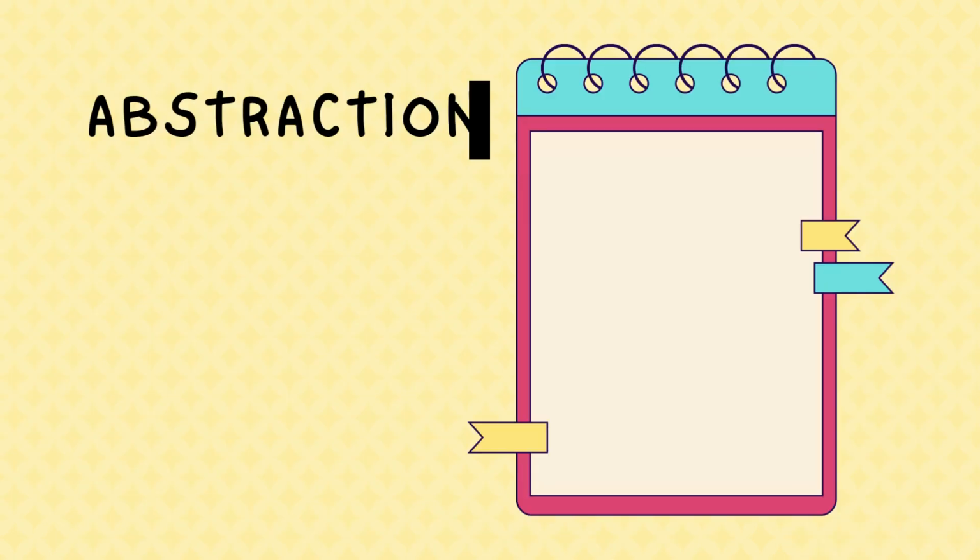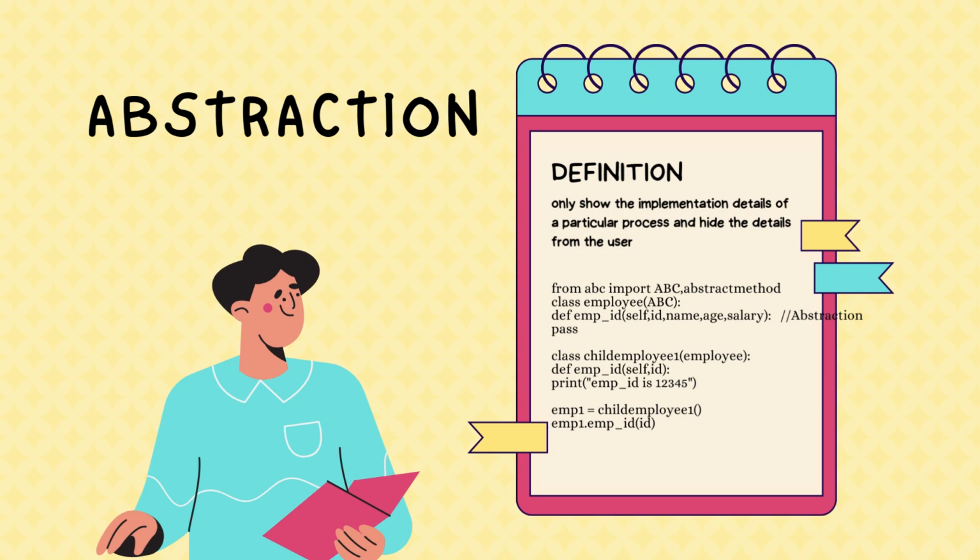Next one, abstraction. Abstraction is only showing the implementation essentials and hiding the details from the users. Suppose you booked a movie ticket from Book My Show using net banking or any other process. You don't know the procedure of how the pin is generated or how the verification is done. This is called abstraction. In this example, as you can see, we have imported an abstract method and the rest of the program has a parent and a derived class. An object is instantiated for the child employee base class and the functionality of abstraction is being used.